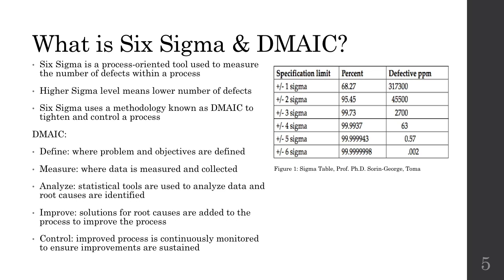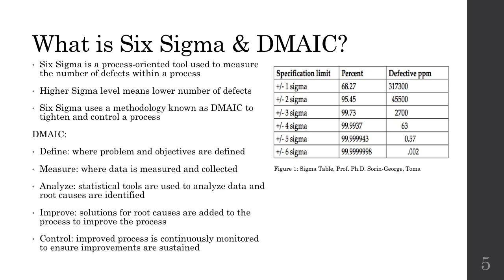Six Sigma methodology is used to tighten and continuously monitor the process. The methodology is broken down into 5 phases, which are define, measure, analyze, improve, and control. In the define phase, the overall problem and objectives are defined. It helps to define all stakeholders to help identify the overall problem. Also, a process map is used to visualize the entire process that would help find any non-value-added activities that may cause waiting time. The measure phase is where data is measured and collected.